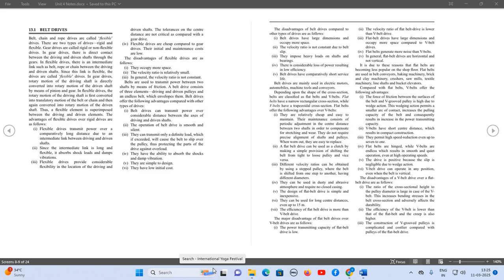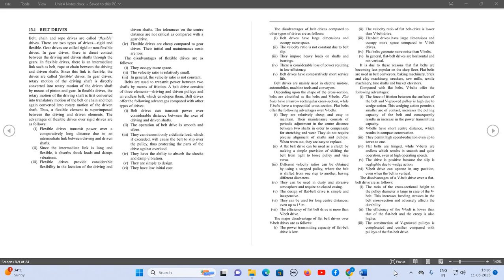The flexible drives offer many advantages over the rigid. We will consider only the belt drives. They transmit power over a comparatively long distance than the rigid drives or the gear drives, as we can use a simple idler pulley, which will help us to cover the longest distance. Since the intermediate link is long and flexible, it absorbs shocks and damps vibration.